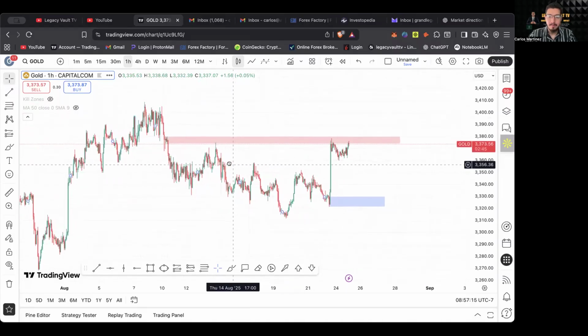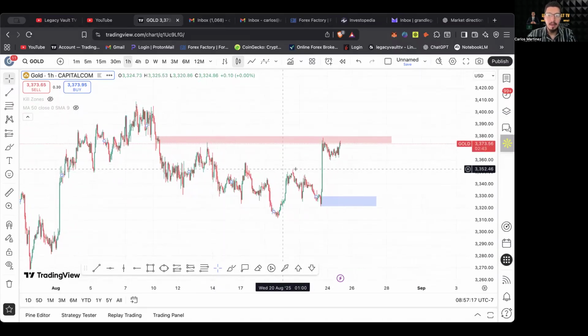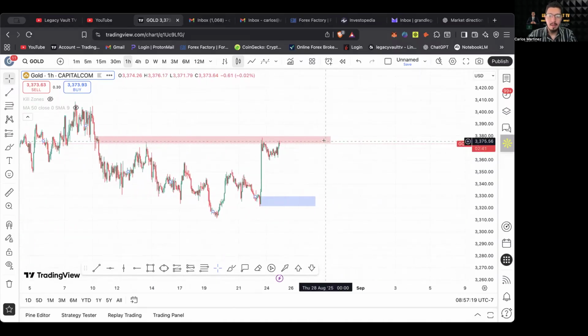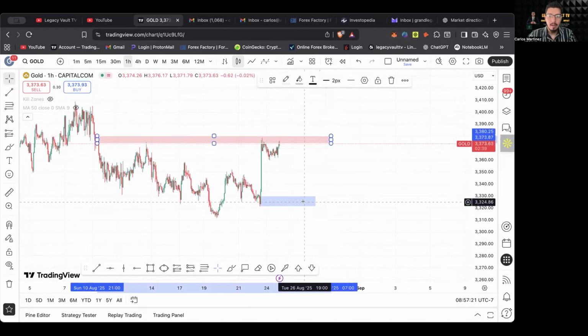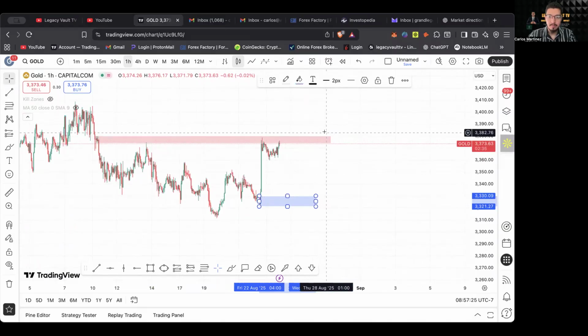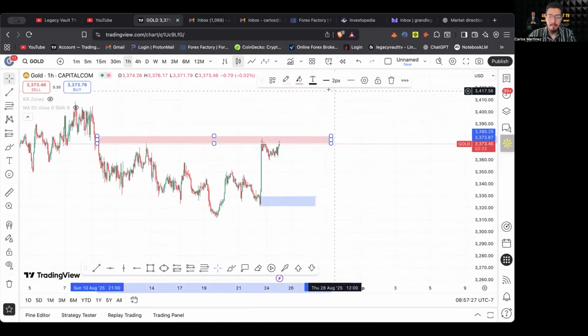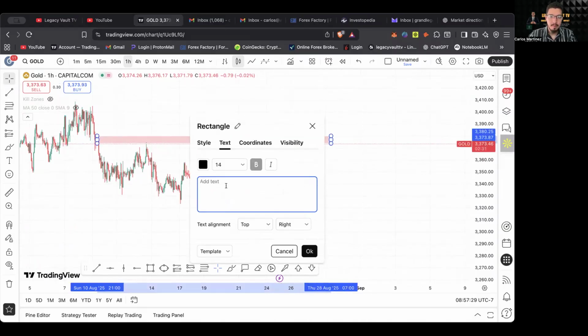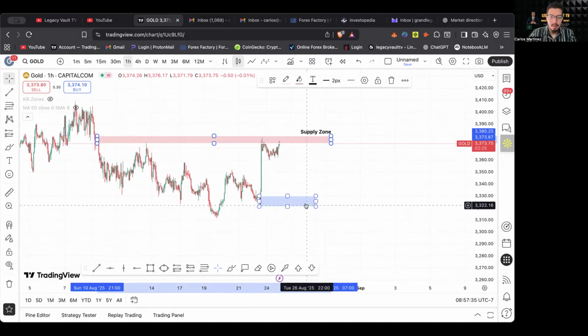Now these are examples of supply and demand. Supply is in red and demand is in blue. I'm going to draw here. Just going to type in supply zone. And this is a demand zone.